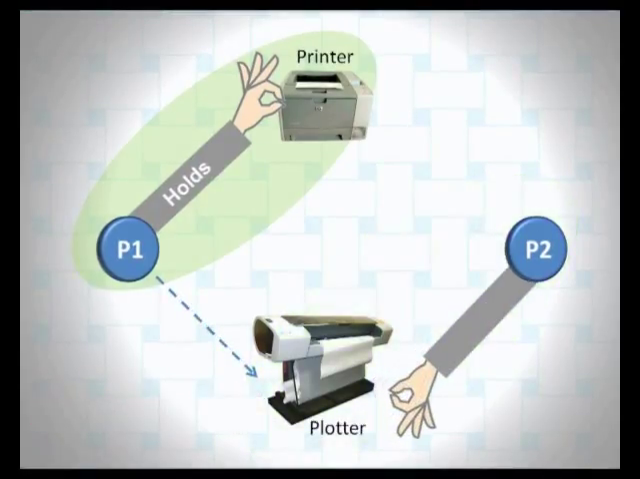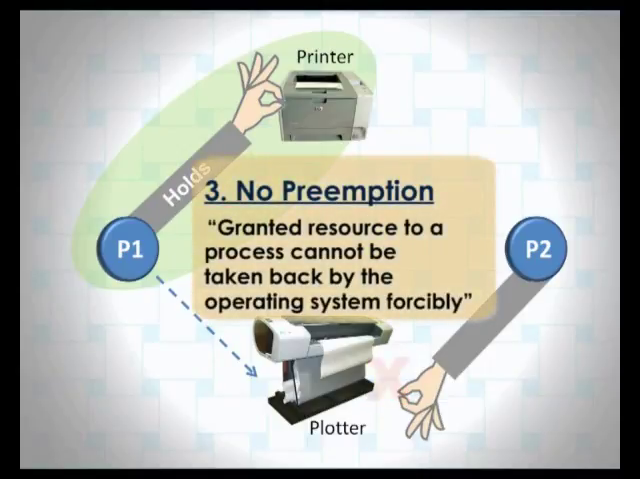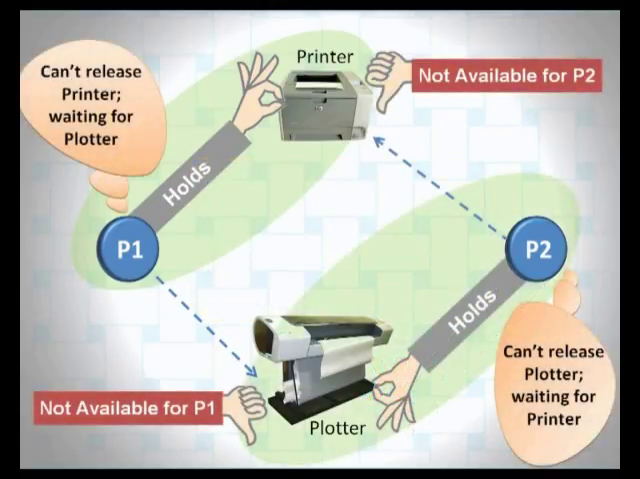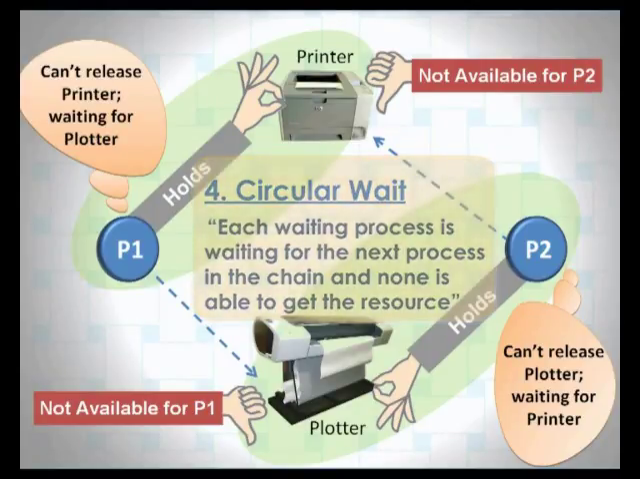No preemption condition leads to a situation where the resource granted to a process cannot be taken back by the operating system forcibly. Circular wait is a situation where each waiting process is waiting for the next process in the chain and none is able to get the resource.